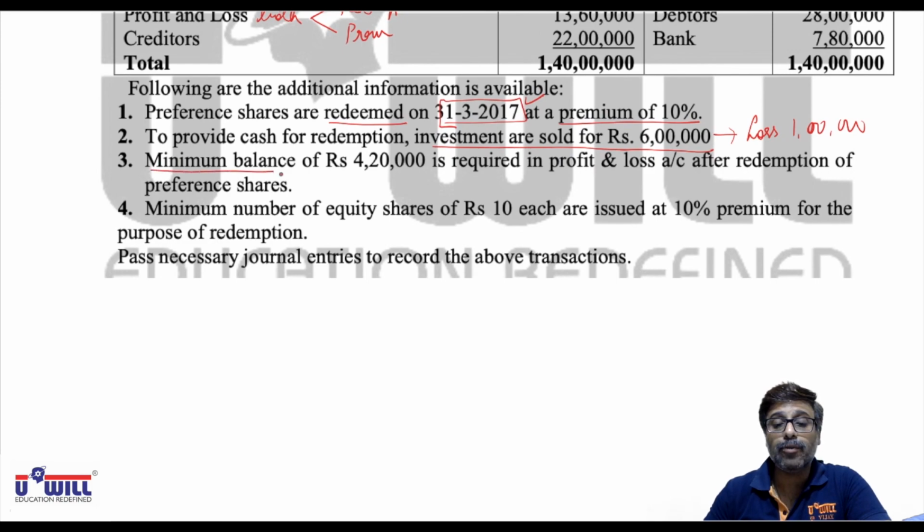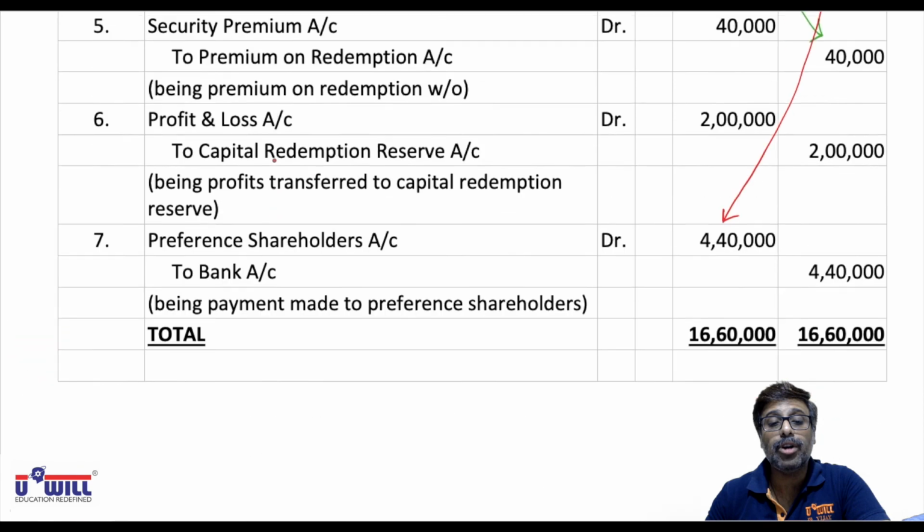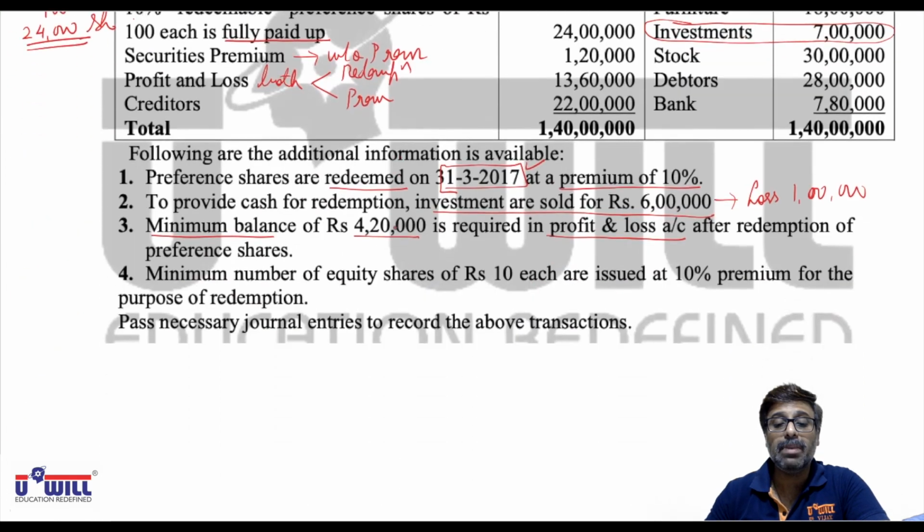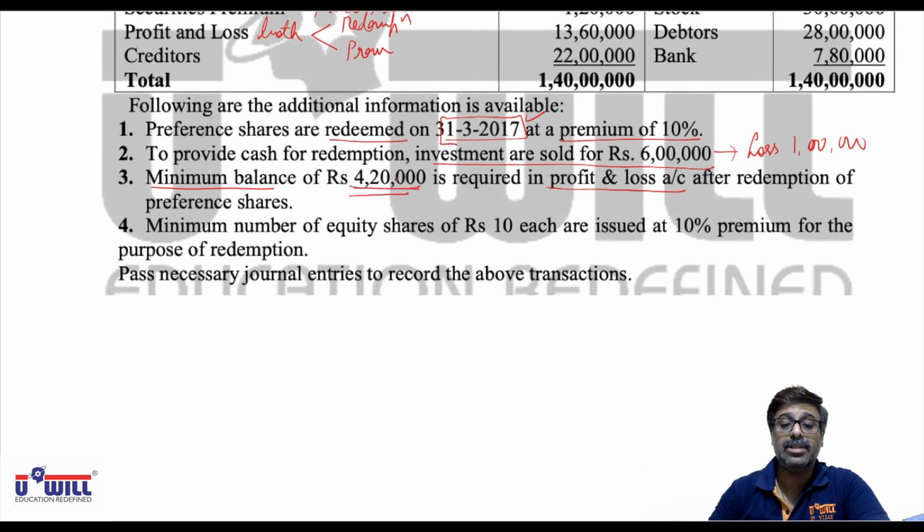A minimum balance of 4,20,000 is required in the P&L account. So this working, what you do on the left side, is for the P&L account. In this working, the minimum balance of P&L account to be maintained, like here it was 50,000, here we have to keep a minimum balance of 4,20,000.